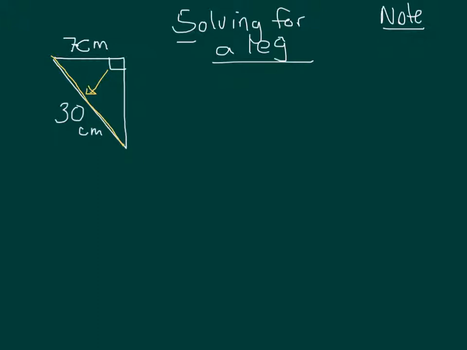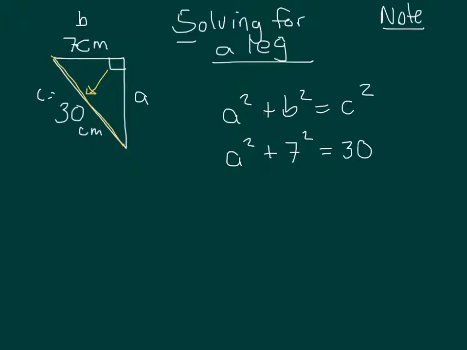So we start with our formula: a squared plus b squared equals c squared. We identify which leg of the triangle we want to be what. So we're going to say that this is B, this is A, and this is C. So we have A squared plus B squared, which is 7, so we're going to replace that. C is 30, so we're going to substitute in 30 for C. And now we're going to do the calculations. We're going to simplify. So A squared plus 49 equals 900.